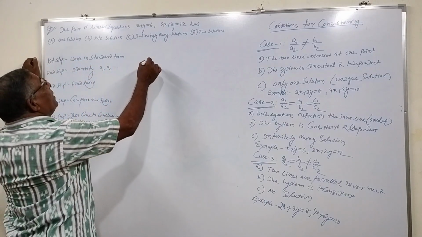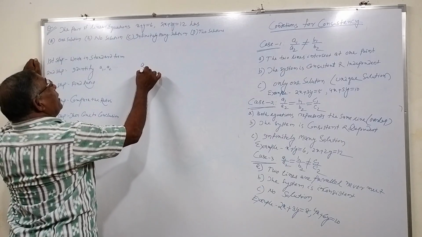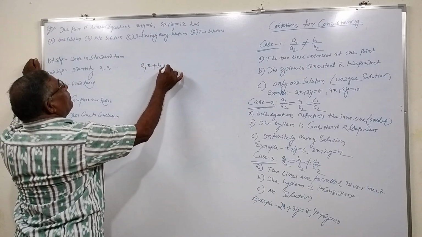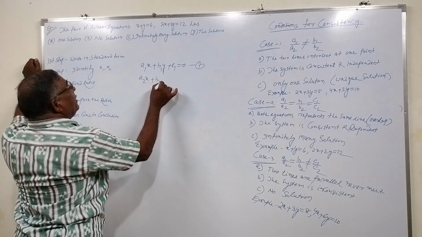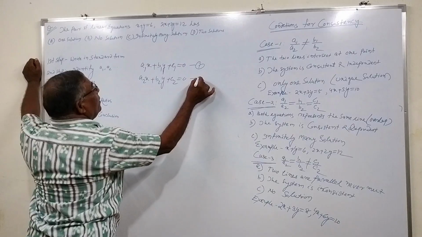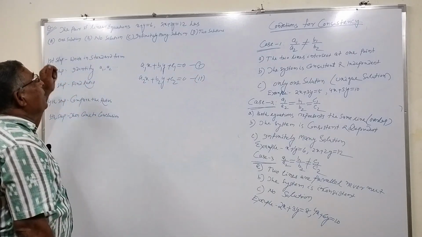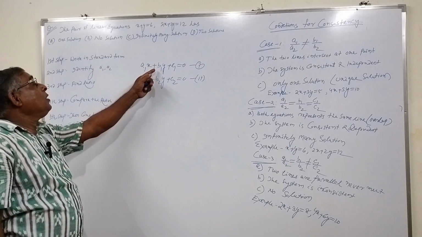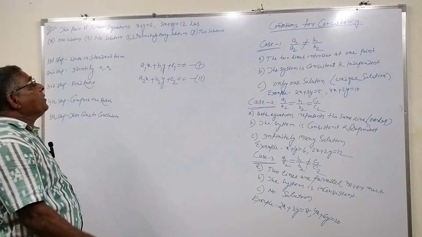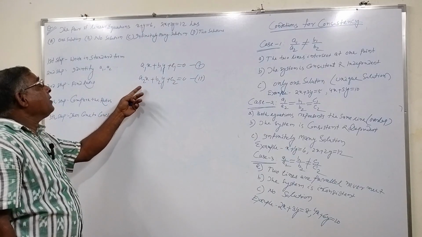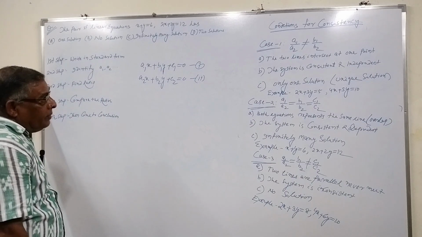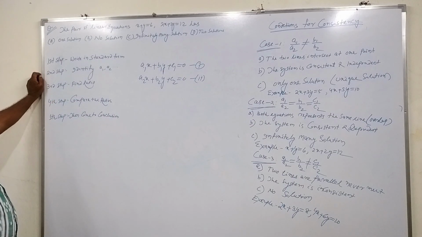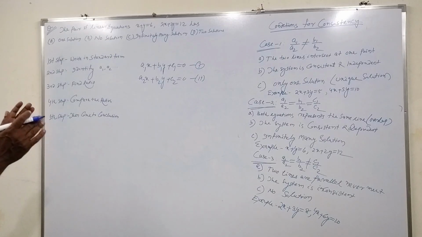If you know, the standard form of linear equations is a1x plus b1y plus c1 equals 0, equation 1, and a2x plus b2y plus c2 equals 0, equation 2. a1 is the coefficient of x, b1 is the coefficient of y, c1 is the constant term of the first equation. Similarly a2, b2, c2 for the second equation. To find the solution, we should know the conditions for consistency.